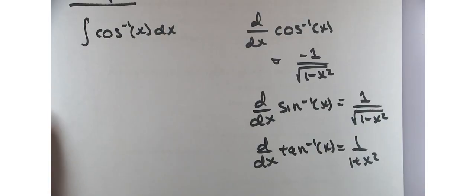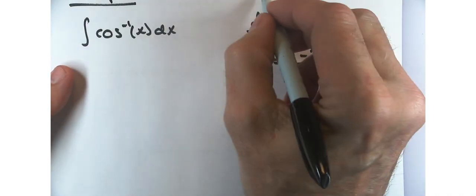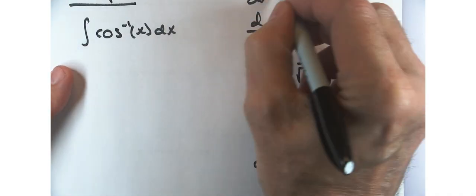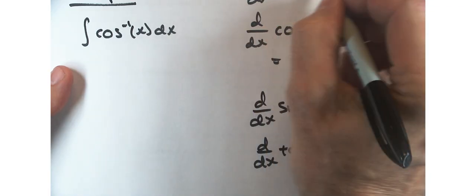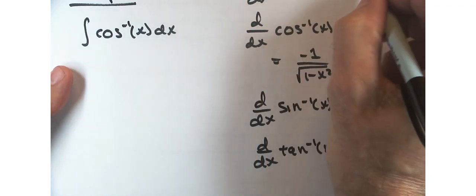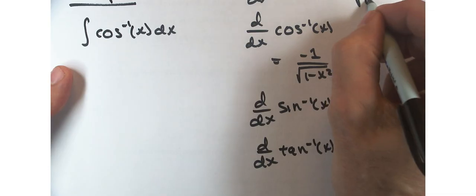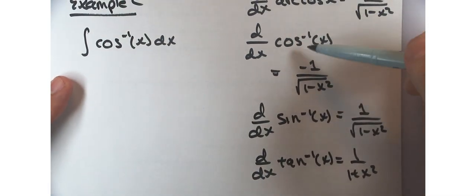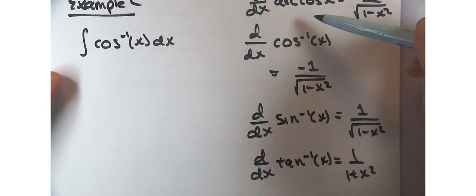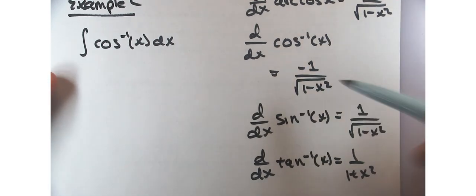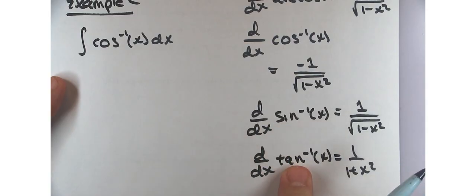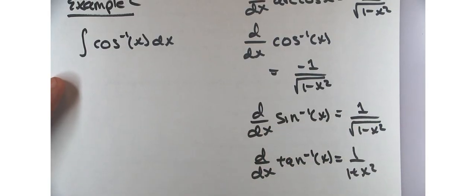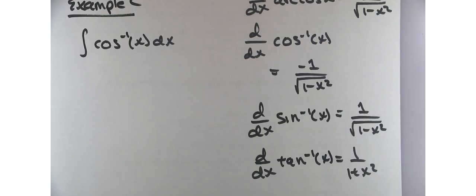Yes? Like the inverse trig function, the same as the arc version? Yeah, so I could also say d by dx of arc cosine of x, and that would also be negative 1 over the square root of 1 minus x squared. These two things are just different notations for the same thing, just like square root of x and x to the 1/2. You could do arc sine and arc tangent, and they would have the same derivatives here.